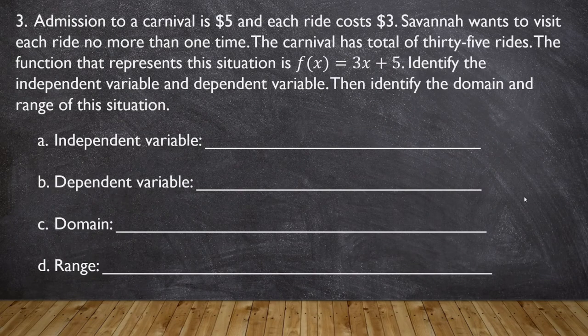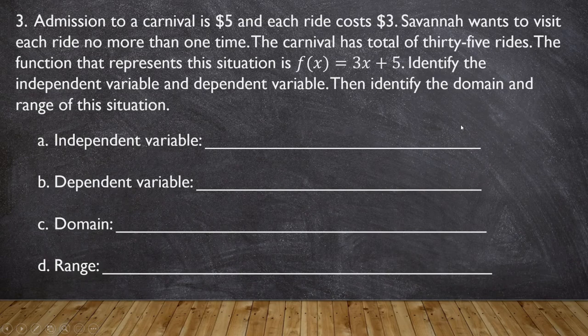Number 3, admission to a carnival is $5 and each ride costs $3. Savannah wants to visit each ride no more than one time. The carnival has a total of 35 rides. The function that represents this situation is f of x equals 3x plus 5. Identify the independent and dependent variable, then identify the domain and range of the situation.